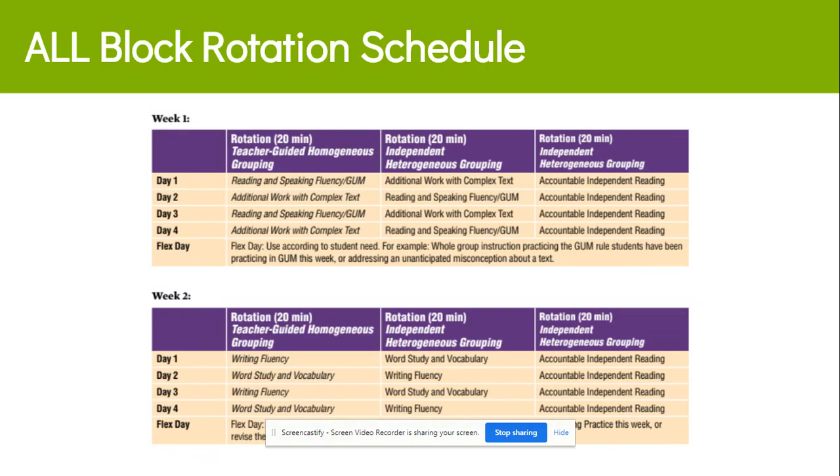Again, we see an all block rotation schedule. Again, students will work with 5 components over 2 weeks, but only 3 components each week. Remember the catch and release model. Independent reading happens each and every day. When not with the teacher, students decide how to spend the next 2 20-minute rotations.